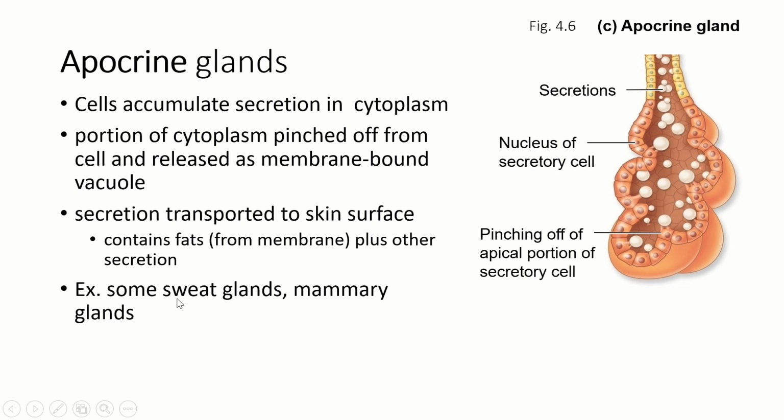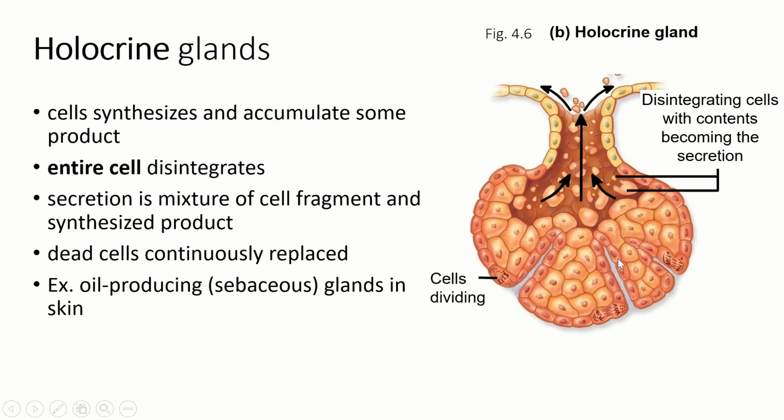So some of your sweat glands, especially in the armpits and the groin area, these are apocrine sweat glands. So the rest of your sweat glands from the rest of your skin, those are merocrine sweat glands. We'll come back to this when we do the integumentary system. The mammary glands are also apocrine glands. And that's why mother's milk contains a lot of fat, because these cells build up fat within the cells and then pinch off that fat plus the plasma membrane of those cells. So those are apocrine glands.